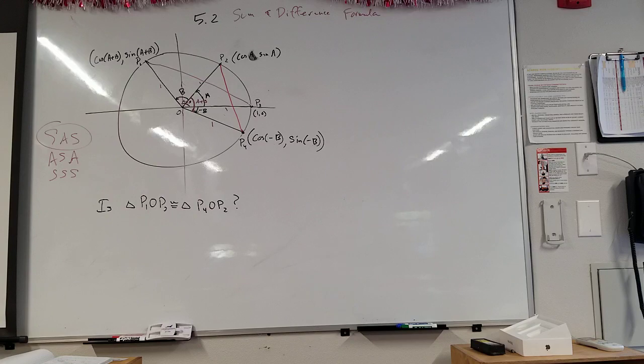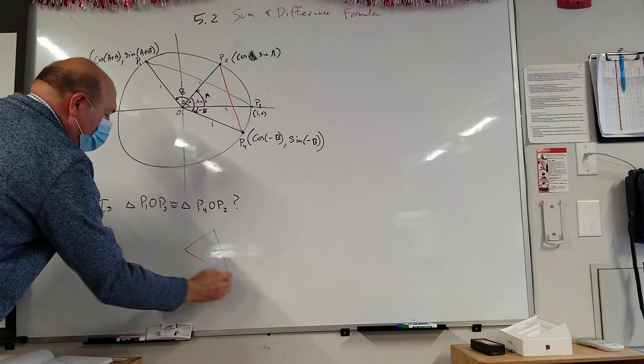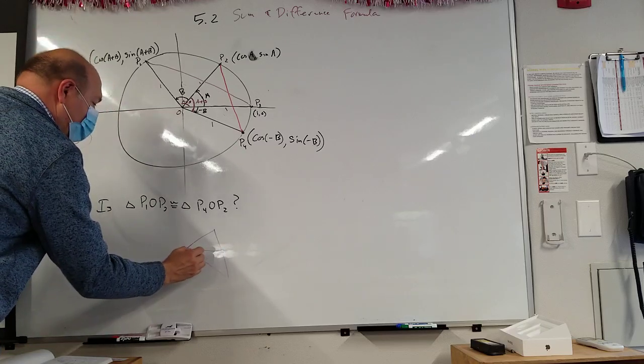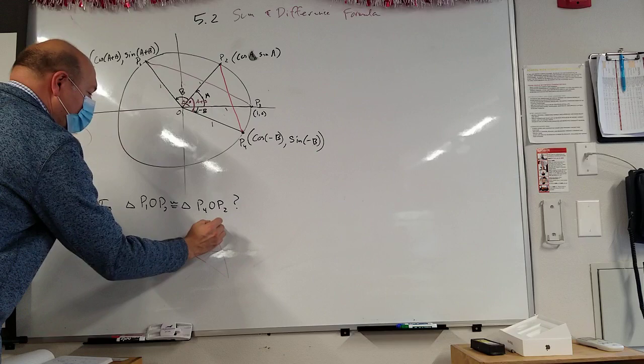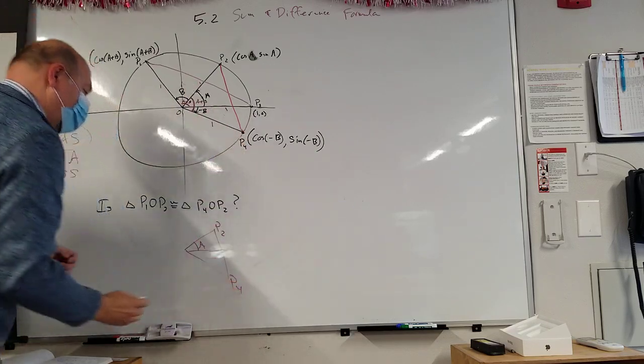Can you draw it on there? Yeah, you just flip it like it's 2D. So you go like that, and then flip it that way. Yeah. Right? So then we have angle A is here, P2, and P4. Are we good there?